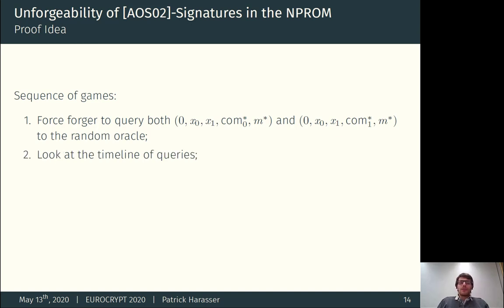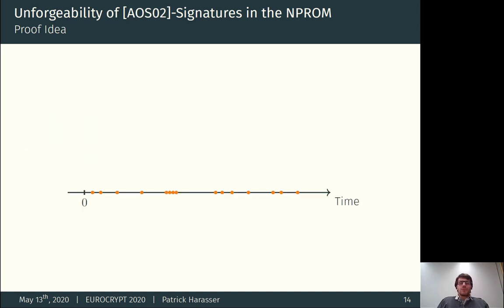The next step now is to consider the timeline of the execution of the adversary and to focus on the random oracle queries involving the message M star for which he later returns the forgery. So for the sake of argument, assume that this timeline represents the execution of the adversary, with the orange dots being all the random oracle queries.